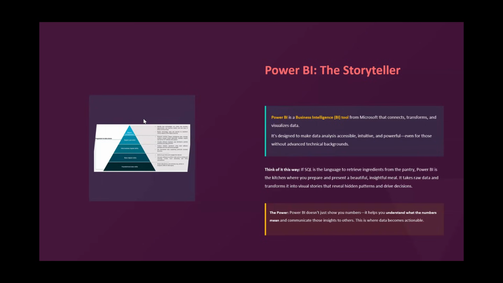So Power BI is a tool that we take that raw data and turn it into a beautiful, insightful meal, and that's where you become a storyteller. Power BI is a business intelligence tool that makes data analysis accessible and powerful. We have different data visualization tools. We have Tableau, we have Power BI, we have Looker Studio, a lot of them. All these are data visualization tools, and they help you to tell story with your data, and Power BI is one of them.